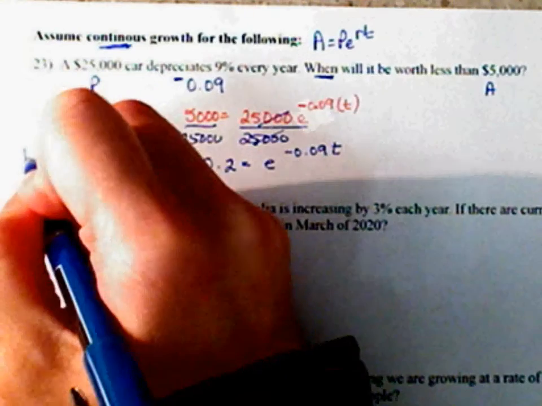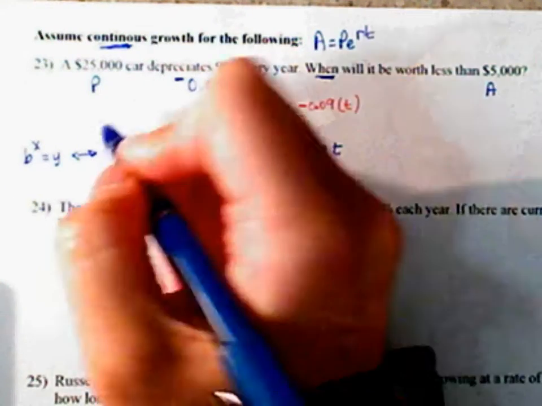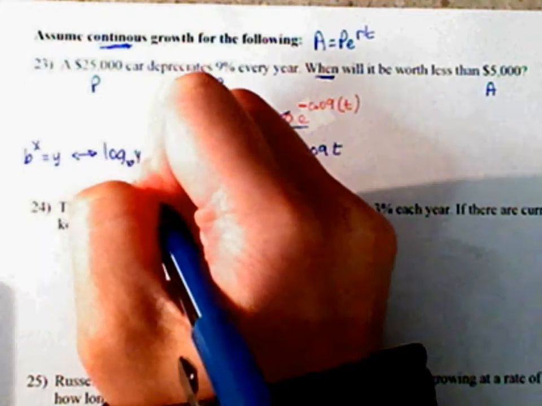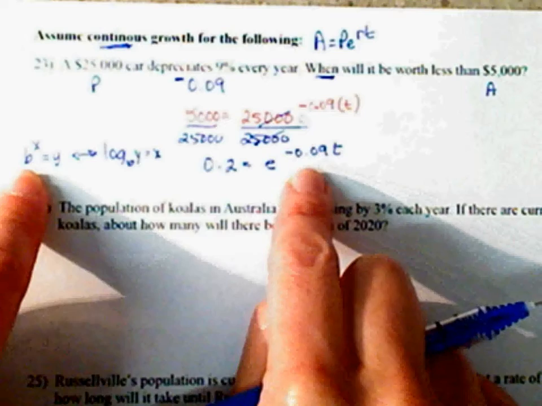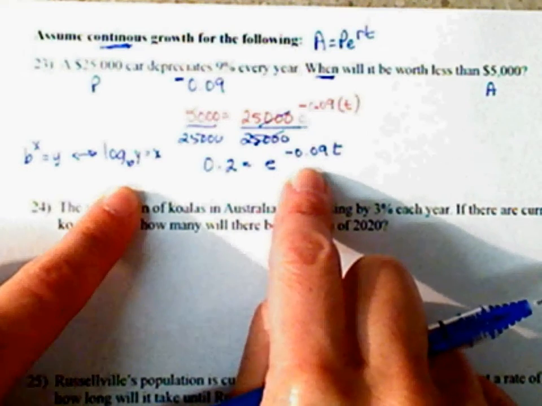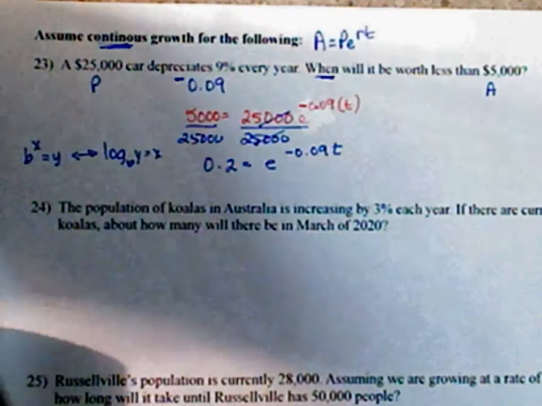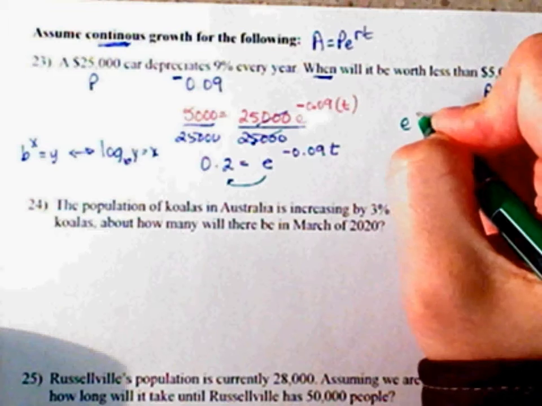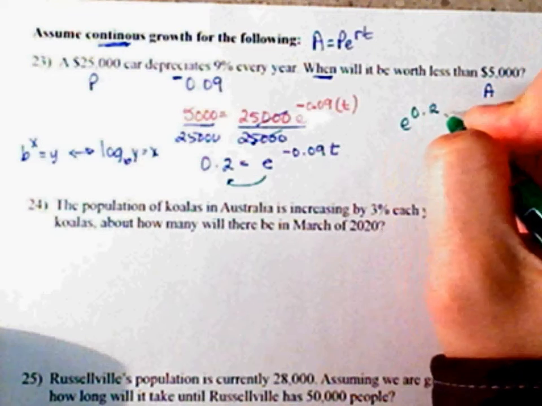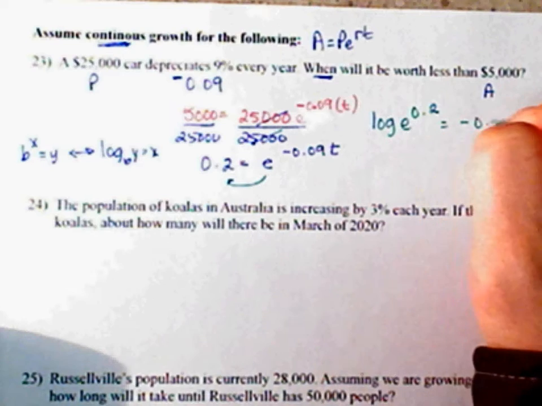Go back a little bit. b to the x is equal to y. Inverse of that is log base b of y is equal to x. Do you see how this one looks like this? Let's use logarithm to try to solve. Okay? So, here we go. e to that, so e to 0.2, I'm going to take the log of e, is equal to negative 0.09t.